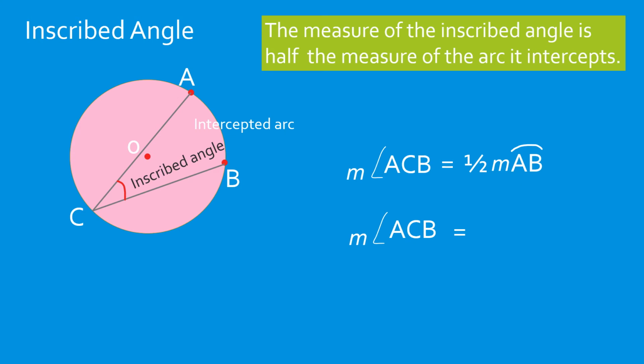So let's say the measure of the arc is 60 degrees. What is now the measure of angle ACB, which is only half of the measure of the arc that it intercepts? So simply 60 divided by 2, that is equal to 30 degrees.